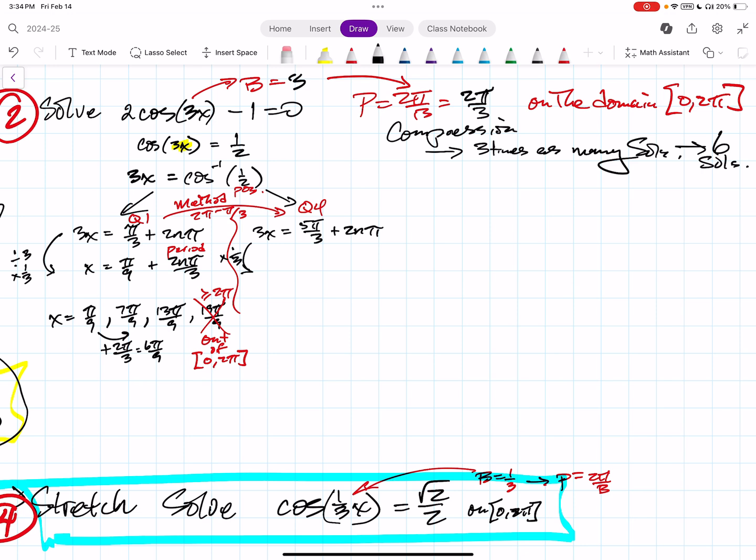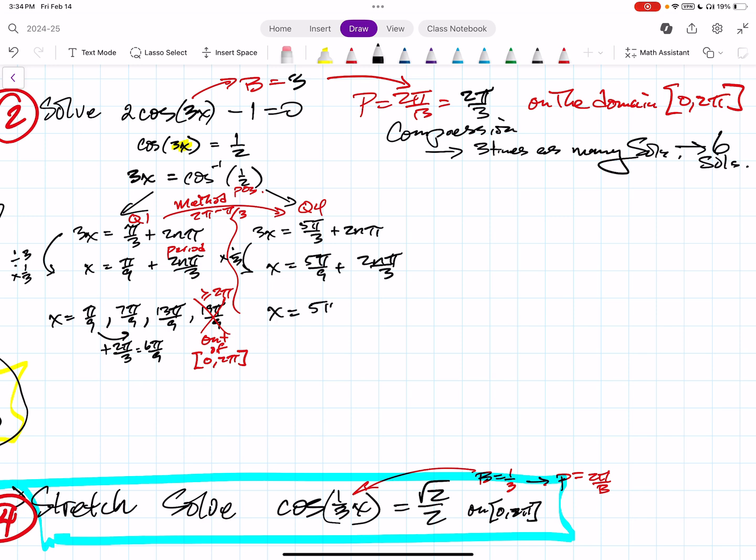Okay, times by a third. 5/3 pi times a third is 5 pi ninths. So x is equal to 5 pi ninths plus 2n pi thirds, because you have to divide everything by 3, right? A third of a third is a ninth. Okay, so now, what are all my solutions?